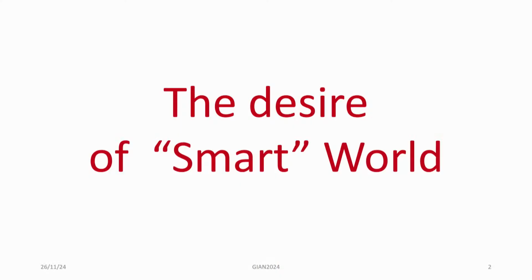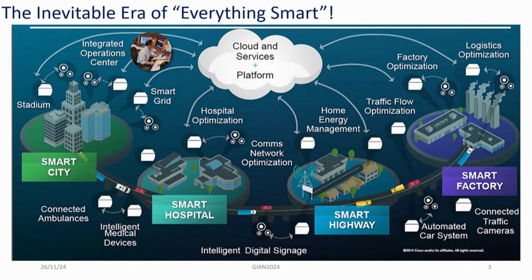So let's see. We have a desire for the smart world. We all know, right? We want to make everything smart. So we are looking for smart cities, smart hospitals, smart surroundings, smart working places and whatnot. This is what we are at right now. Everything is smart and this is what we desired. But how do we achieve that smartness?